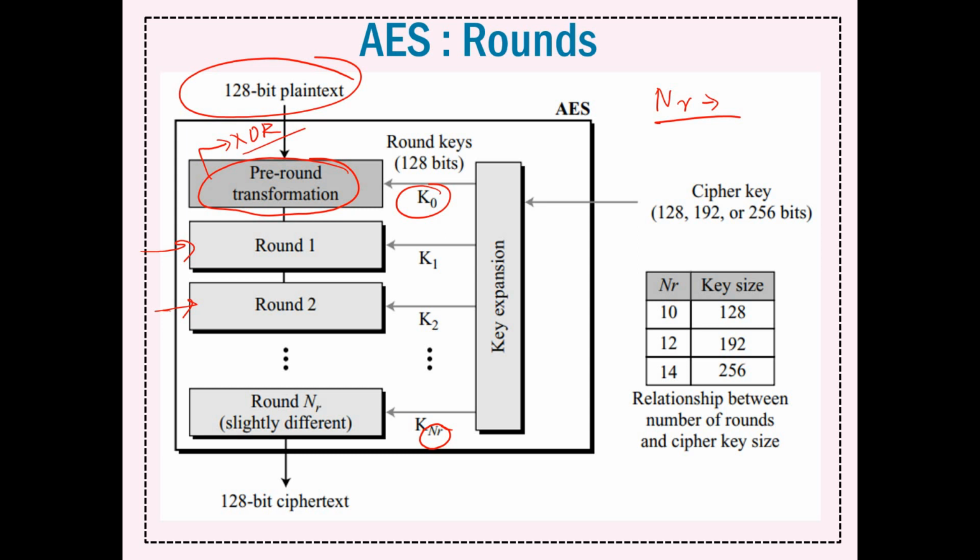Round 1 is there, which has certain attributes. We'll see how the transformation takes place. Round 1 is there, key 1 comes in, gets some operation, and whatever the output is, it is fed to the next round, and it goes on. And if you remember in DES, I told you that the last round will not have, in DES, what will not have? The swapping operation.